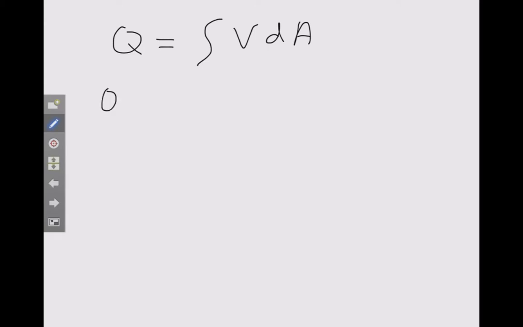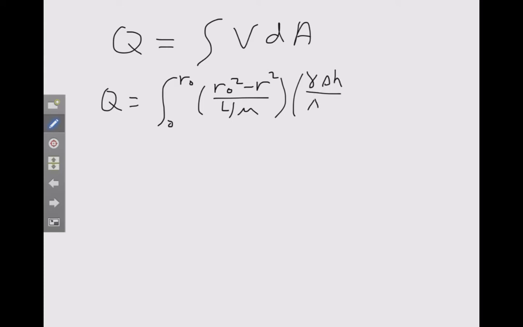And so Q is going to be equal to, again, the integral from 0 to r0, from the middle of the pipe to the edge of the pipe, times the velocity, which is r0 squared minus r squared, over 4 mu, times gamma delta H delta L, and our element of area is going to be 2 pi r dr.